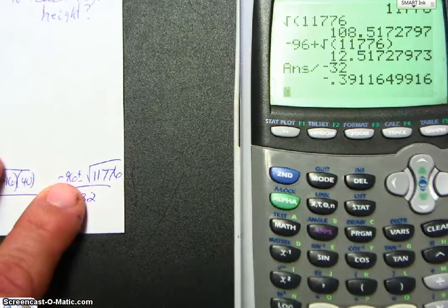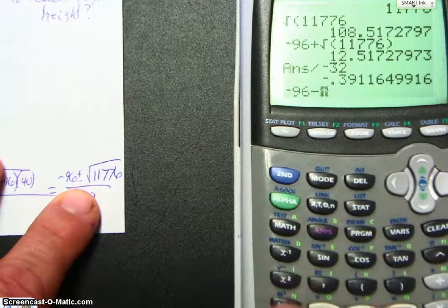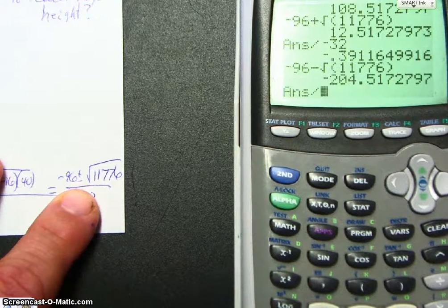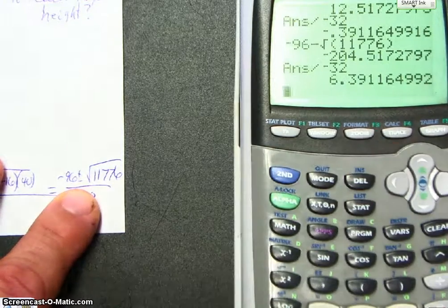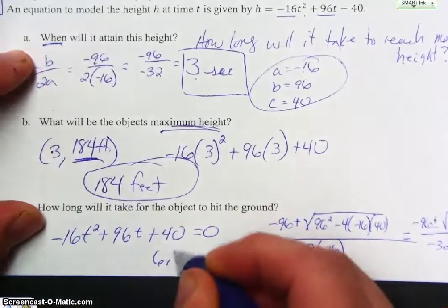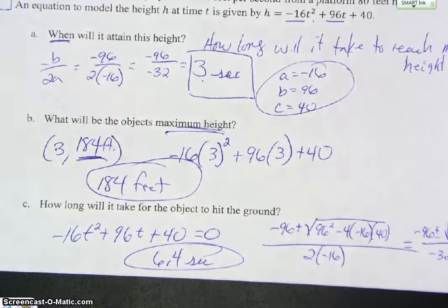So now we go back and do negative 96 minus the square root of 11776. Divide that by negative 32, and we get approximately 6.4 seconds. So it takes 6.4 seconds to hit the ground.